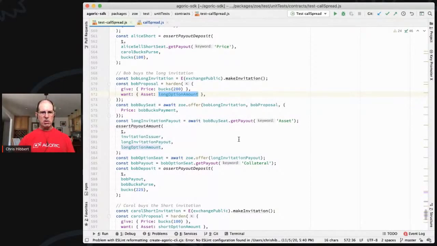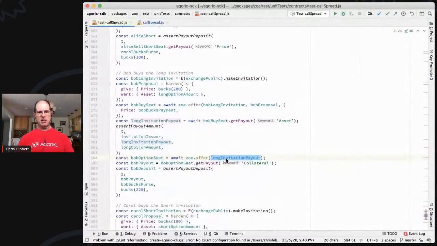So Bob here makes an offer for that. He pays his $200. He makes his offer. All he has to do is give the payout. And then he'll end up with, he'll be able to extract.